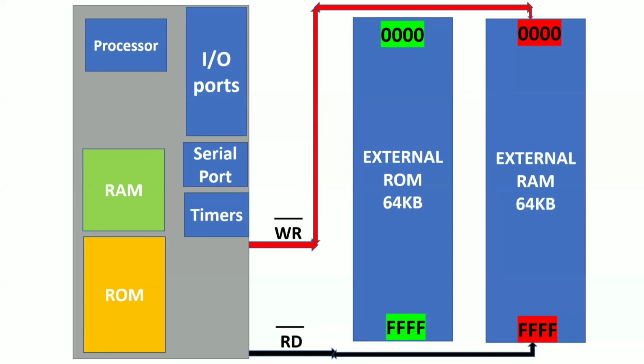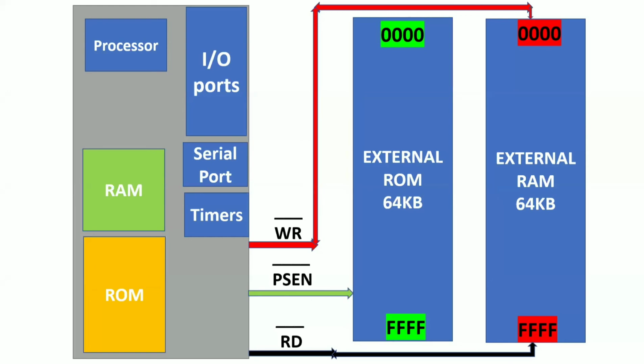Now tell me, what is the other signal we can use? There comes PSEN, program store enable. PSEN bar, I'm repeating, program store enable. Whenever you want to read data from external ROM, the microcontroller generates one control signal called PSEN bar, so that we can read the data. This is one of the most important signals in this microcontroller.